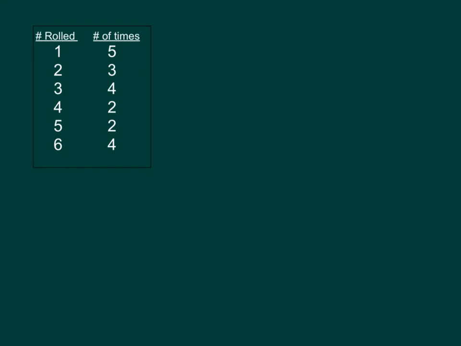We rolled a 1, 5 times. The 2 we rolled 3 times. 3 we rolled 4 times. 4 twice, rolled a 5 twice, and a 6 4 times. Now let's compare some theoretical and some experimental probabilities.